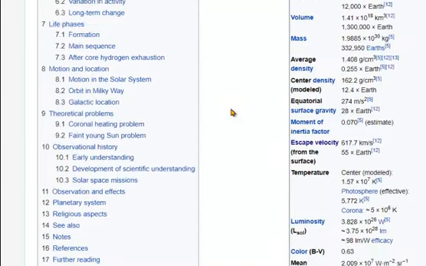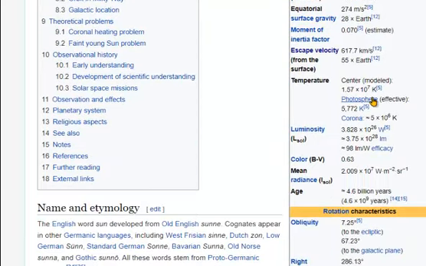Should be. There it is. Temperature, center: 1.57, so 15 million kelvins. So that indeed is the case.